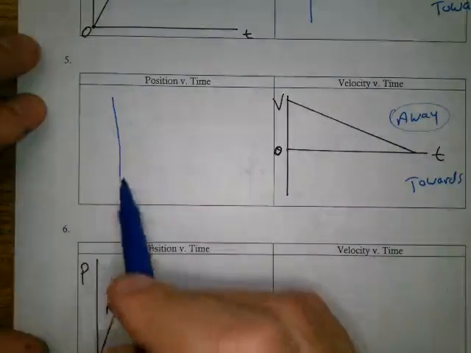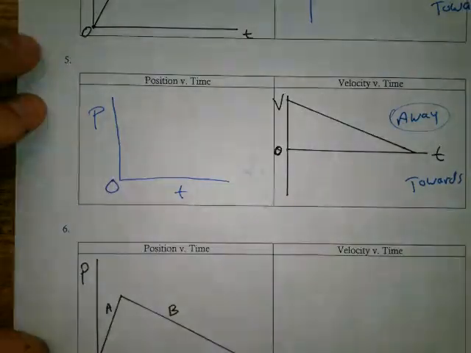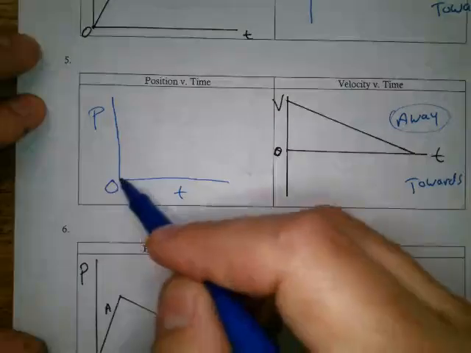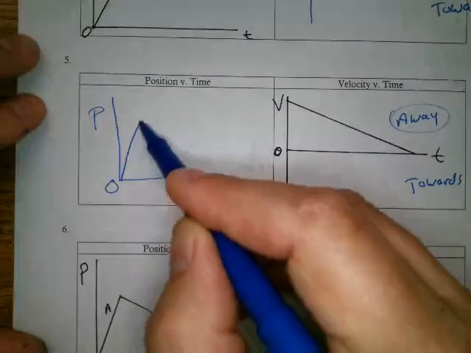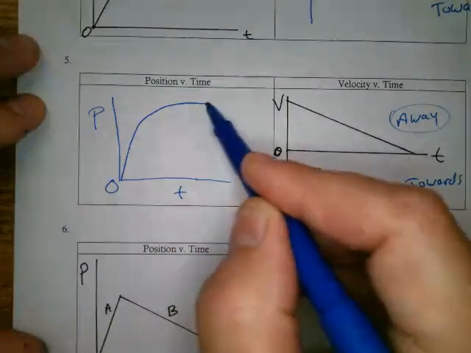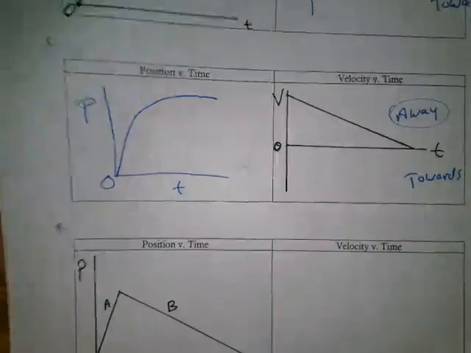So let's put a position time graph over here. There's 0. So this one is moving away from the origin, and it's slowing down. So we have to start down here, and this line needs to start fast, so steep, and then as time goes on, it's going to flatten out, which means that it's slowing down. Those two graphs match. Last one, number 6.